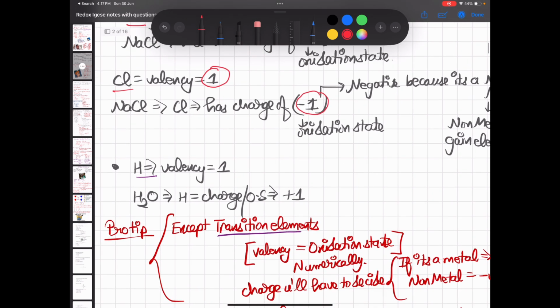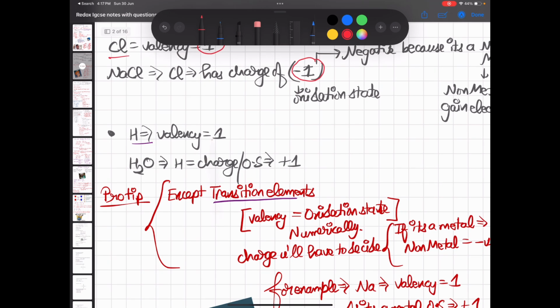Another example, hydrogen. What is the valency? 1. What is the oxidation state? Plus 1. Because hydrogen always prefers to lose 1 electron. Now, there might be confusion about how we differentiate oxidation state and valency. We are noticing that in a lot of cases, oxidation state is numerically equal to the valency.